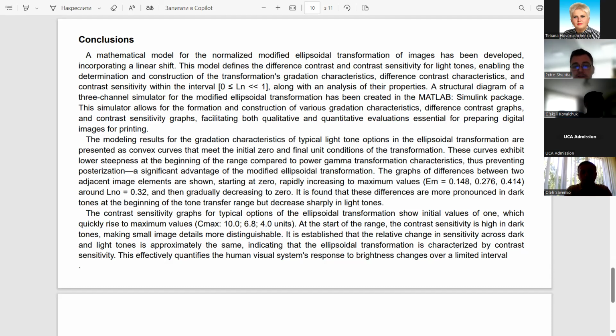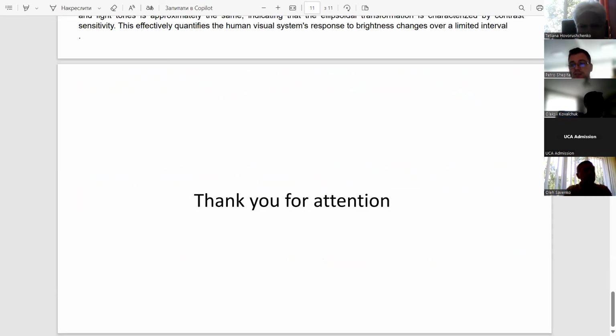The modeling results for the gradation characteristic of typical light and dark tones of the exponential transformation are presented as convex curves that meet at the initial point 0, and the contrast sensitivity graphs for the typical option of the exponential transformation show an initial value of 1, which quickly rise to maximum values. Thank you for your attention.